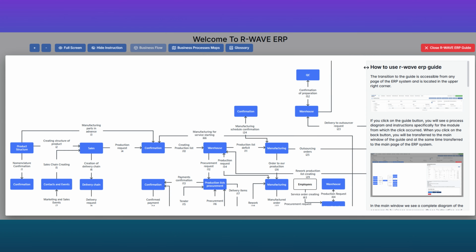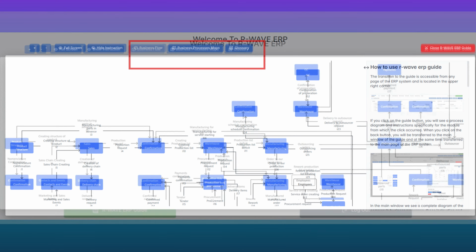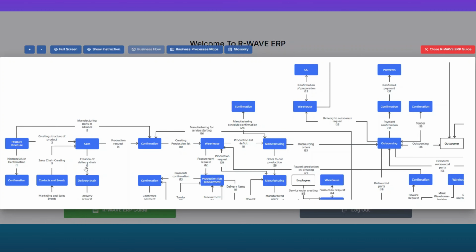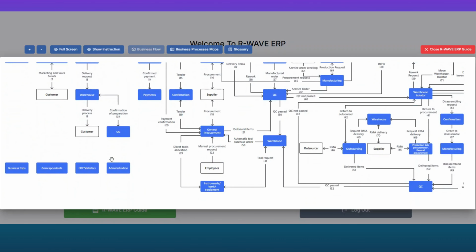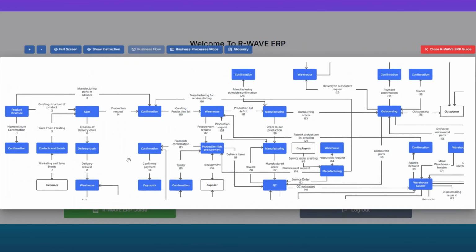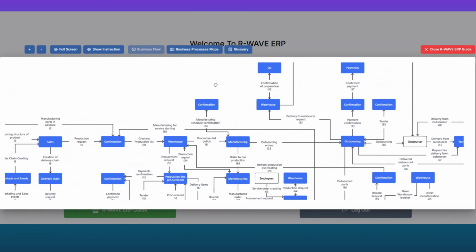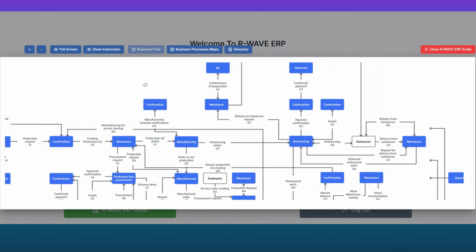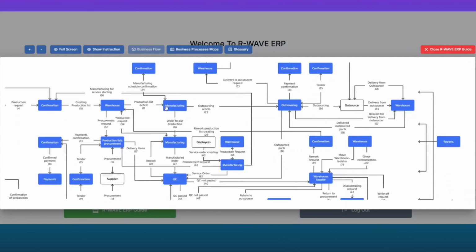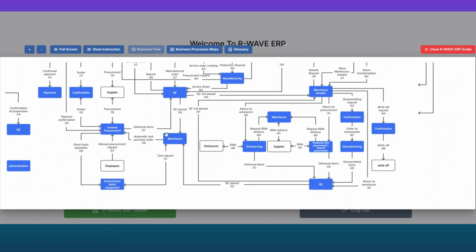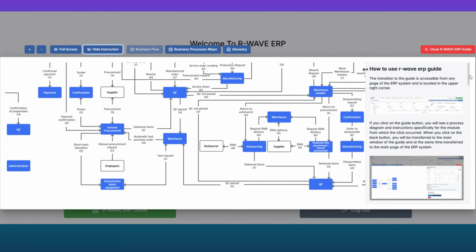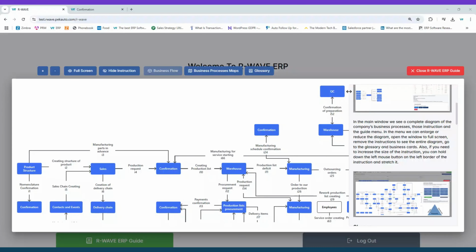There are 3 help sections in the guide: Business Process Maps, a glossary, and a complete business flow template. As part of your subscription, we provide a complete business flow template to help build a streamlined and future-proof business structure. The diagram shows all processes for a manufacturing company and how they interact with each other, both within R-Wave ERP as well as in real-life scenarios.